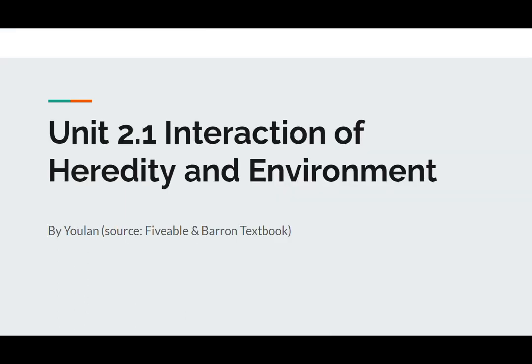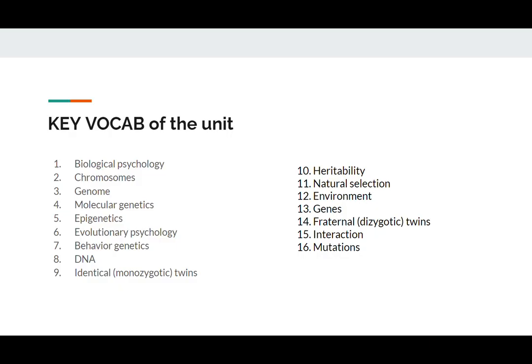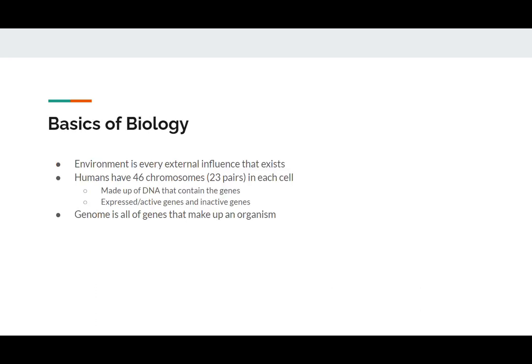The sources I used to prepare for this presentation are Fiveable and the Barron's textbook. There is some key vocab for this unit. Number 1, biological psychology, chromosomes, genome, molecular genetics, epigenetics, evolutionary psychology, behavior genetics, DNA, identical or monozygotic twins. 10, heritability, natural selection, environment, genes, fraternal or dizygotic twins, interaction, and mutations. Okay, let's continue.